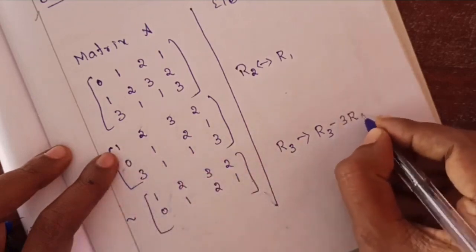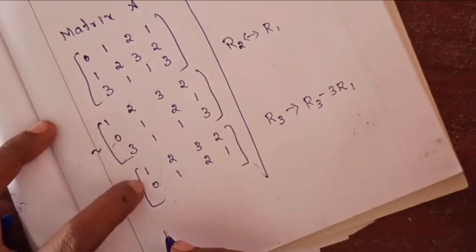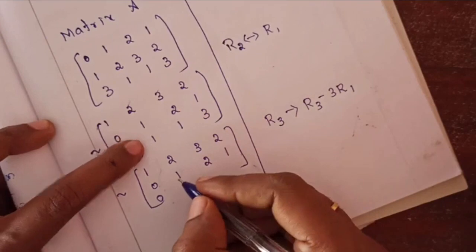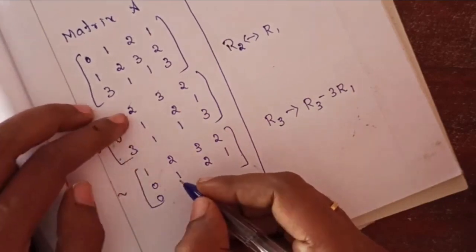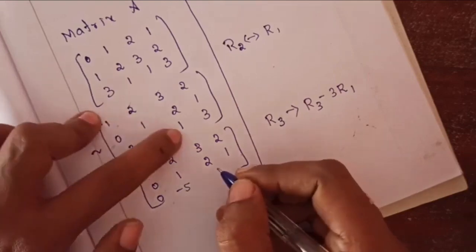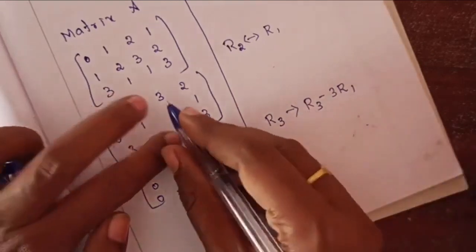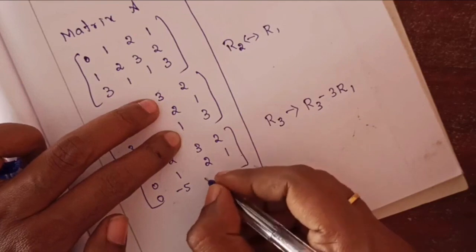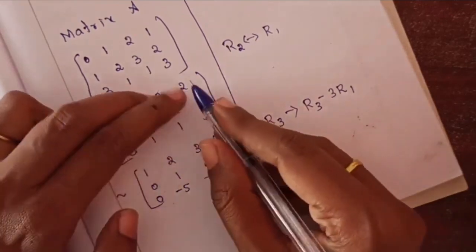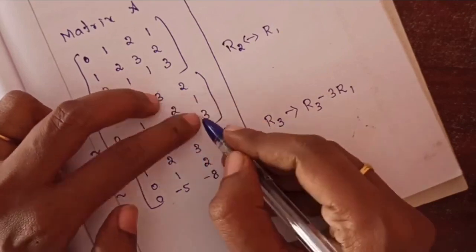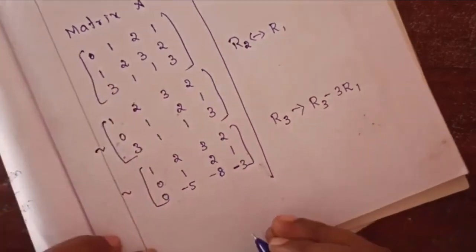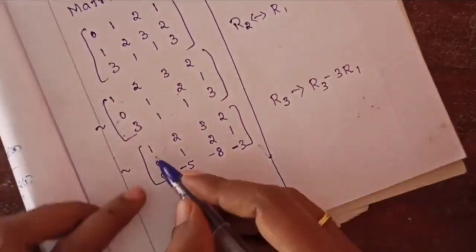So that's what I am going to do. R3 minus 3 into R1. So 3 minus 3 into 1 means we will get 0. Then 1 minus 3 into 2 means 1 minus 6, that is minus 5. Then 1 minus 3 into 3, that is 1 minus 9, means minus 8 you will get. Then next one, 3 minus 3 into 2, so 3 minus 6 means minus 3 you will get. Understand?